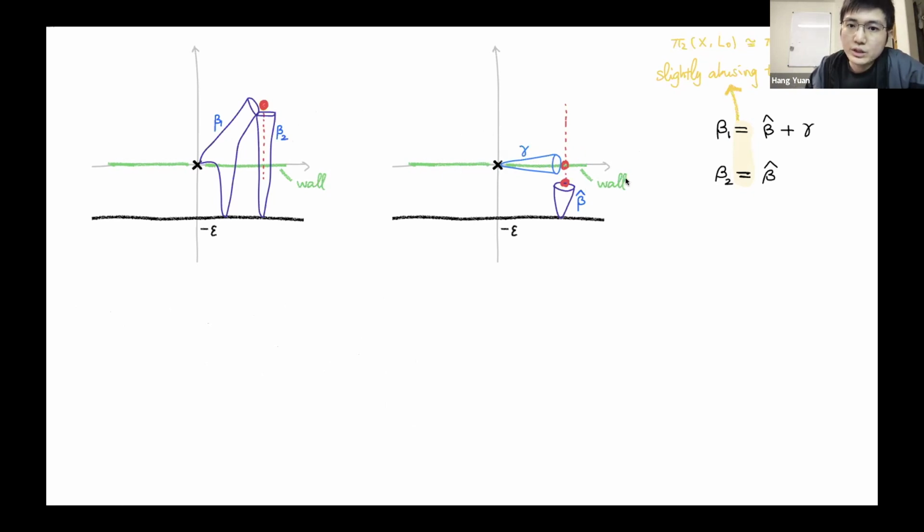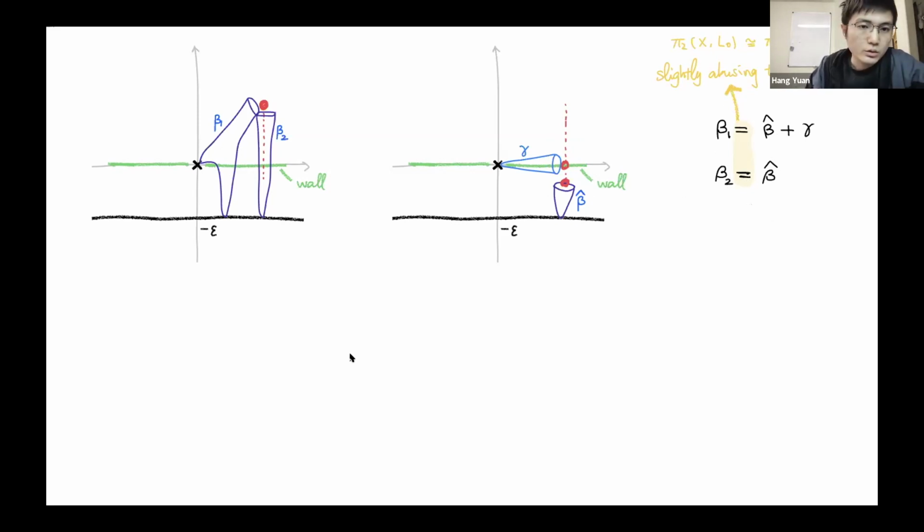And the beta 2 just goes to beta hat. Because the Lagrangian isotopy actually gives you a natural isomorphism between the relative homotopy groups. And I want to slightly abuse the notation and write beta 1 is equal to beta hat plus gamma, and beta 2 is beta hat. So it's kind of natural from the picture.